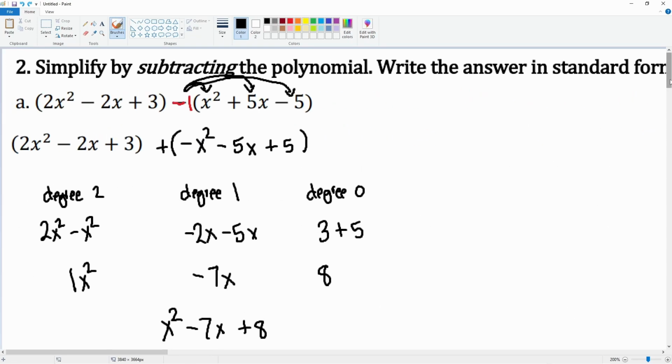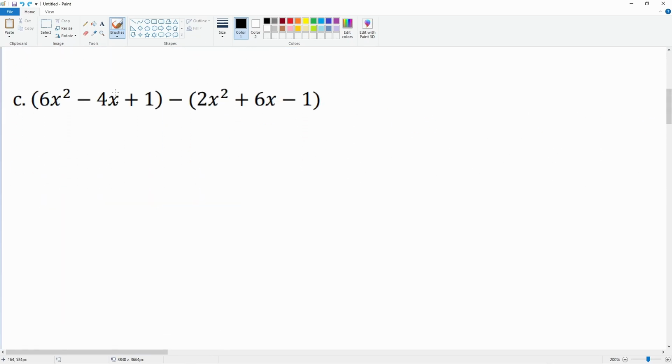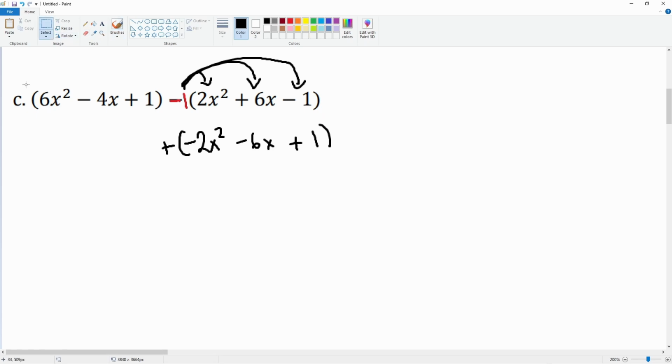Let's look at C here. First thing to do is recognize that there is a -1 in front. So we're going to distribute it in. -1 times 2x squared becomes -2x squared. -1 times 6x becomes -6x. -1 times -1 becomes a +1. And then this becomes an addition problem because we distributed the -1.